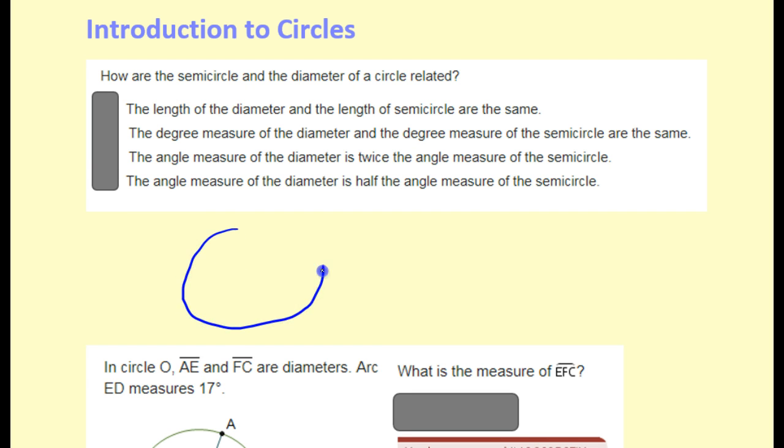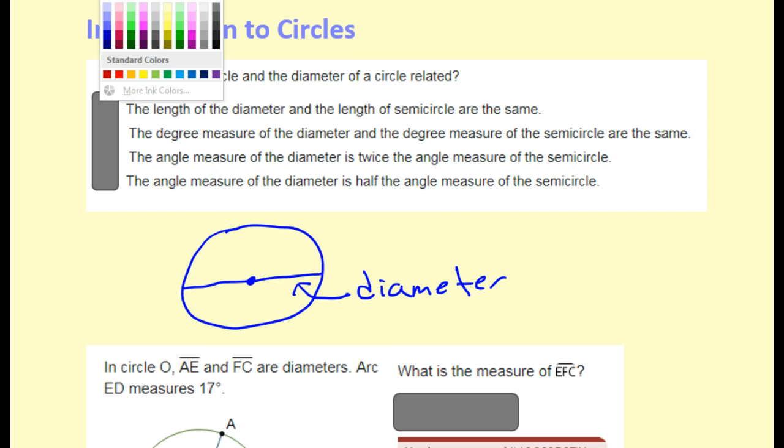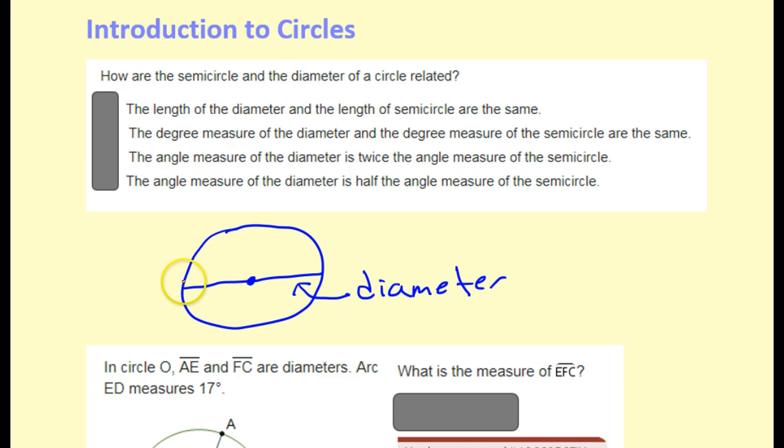If this is a circle, then first of all, the diameter is a segment that goes from one side of the circle to the other right through the center. So this is the diameter. Okay, now a semicircle is half of the circle. So the arc that goes from here to here is a semicircle.